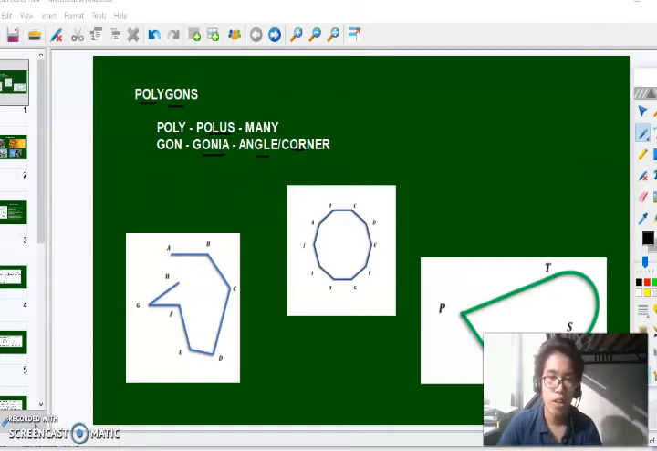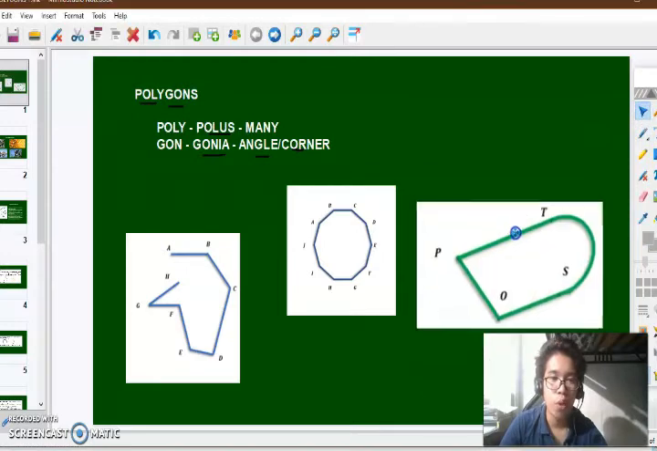A polygon simply comes from two Greek words, polus, meaning many, and gonia, meaning angle or corner. So when you combine those two terms, poly and gon, that means many angles or many corners. You see here, guys, we have examples of different polygons.